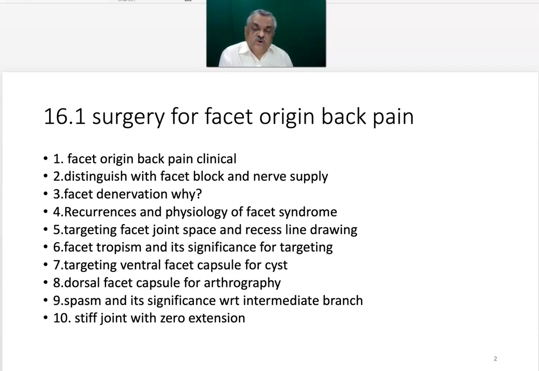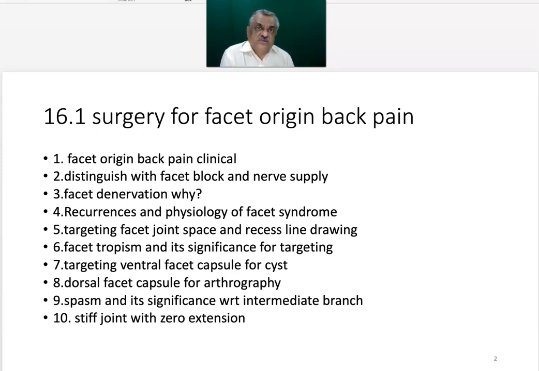Now we also would talk about targeting the facet joint space and drawing the line as to exactly target the facet recess, the dorsal capsule and the lower recess for injection or arthrogram of the facet. We need to know that when the facet has a sagittal or a coronal lie, then our targeting would be different. In case of synovial cyst, we will be targeting the ventral facet. The dorsal facet will be targeted mainly for arthrography, and we have also mentioned that the intermediate branch of the dorsal ramus is involved when the patient has severe spasm.